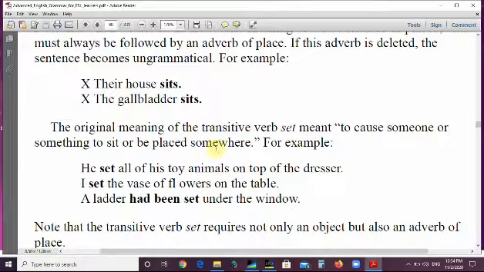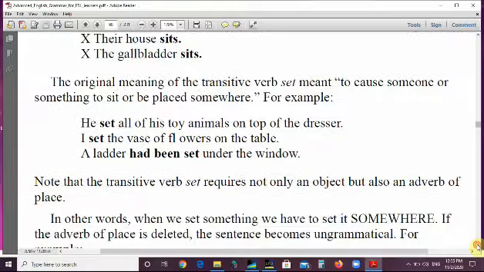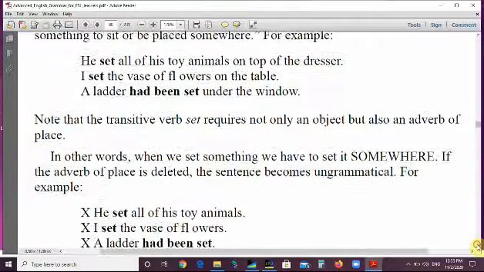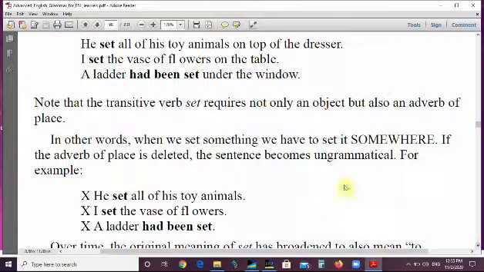The original meaning of the transitive verb set meant to cause someone or something to sit or be placed somewhere, or in other words, like put. He set all his toy animals on top of the dresser. I set the vase of flowers on the table. A ladder had been set under the window. So, set here in these three sentences means to cause something to sit or to put, in other words.